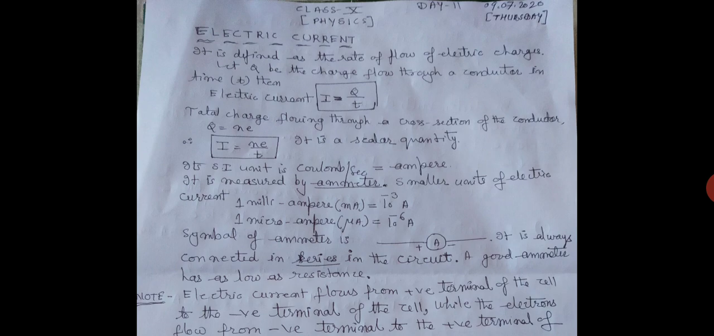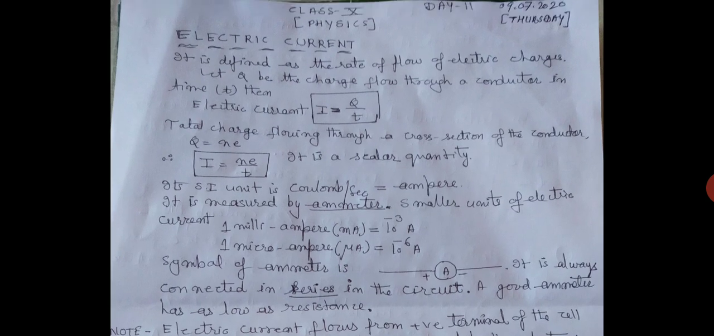So electric current we define as the rate of flow of electric charges. Suppose Q charges flow through a conductor in time t, then current is equal to Q by t. Total charge flowing through any cross-sectional area of the conductor, Q is equal to NE, so I is equal to NE by t. Current is a scalar quantity.